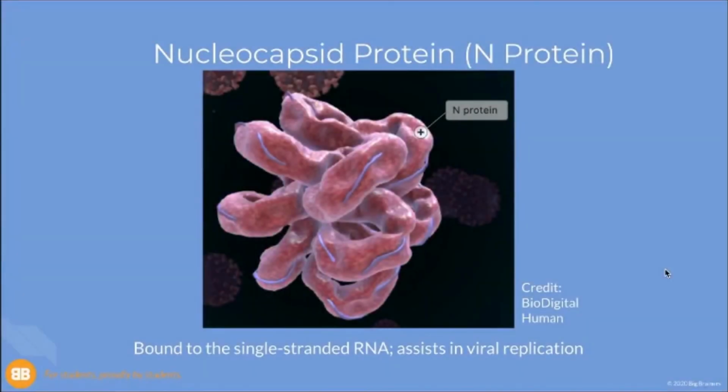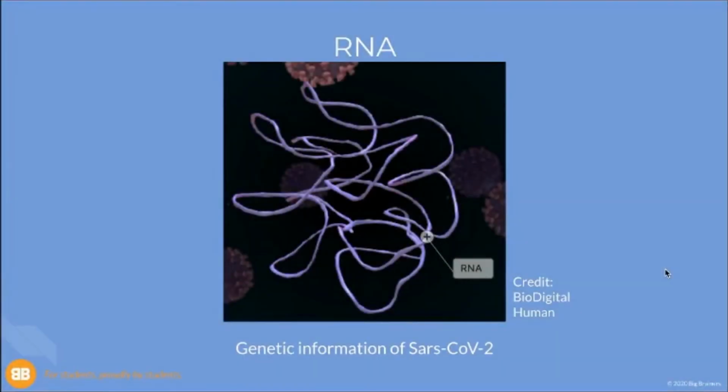Here we have nucleocapsid proteins, also known as N proteins. These proteins are inside of the protein coat and are bound to the virus's RNA and help during viral replication inside of the host cell. Finally, RNA, the genetic information of the virus, is found inside the protein coat attached to the N proteins.